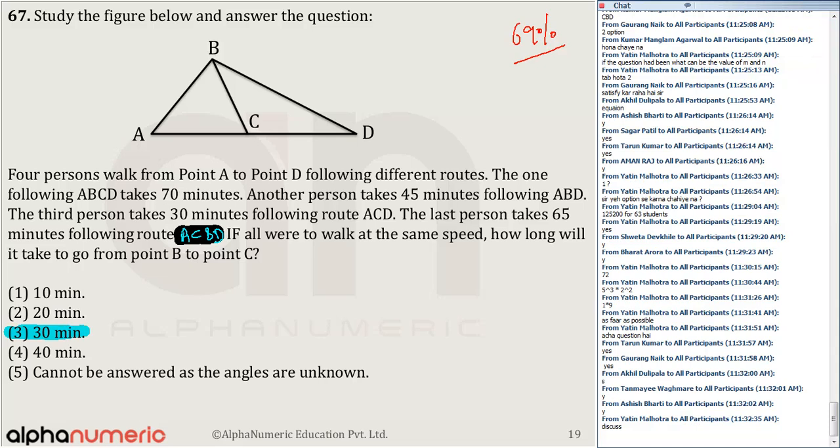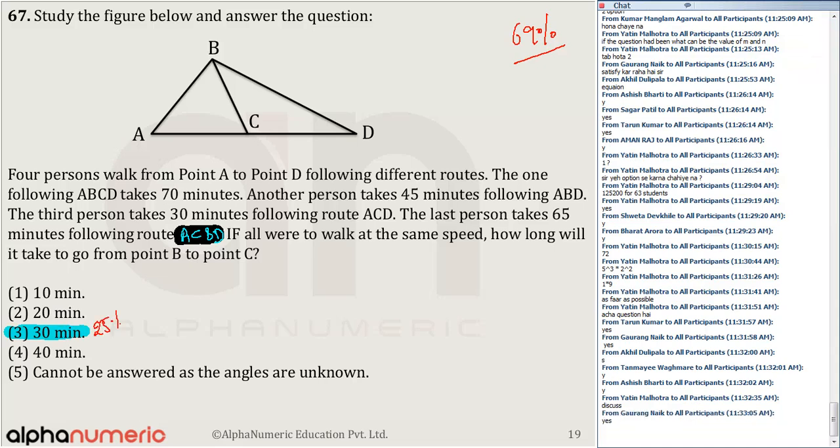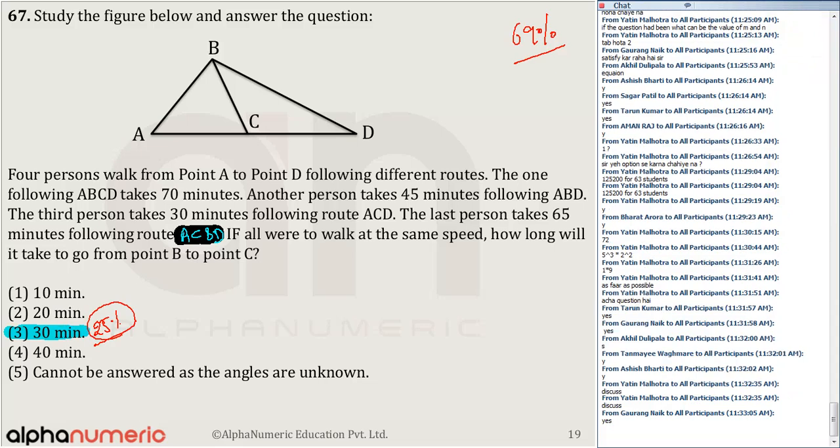All right. So should I discuss this question? Question number 67. Only 25% of you have got it right. 75% of you either left it or did not attempt it. Okay. So if I'm talking about this ACBD, people walk from point A to point D here. The one following ABCD takes 70 minutes. So the time taken for AB plus BC plus CD is equal to 70. Another person takes 45 minutes for ABD.